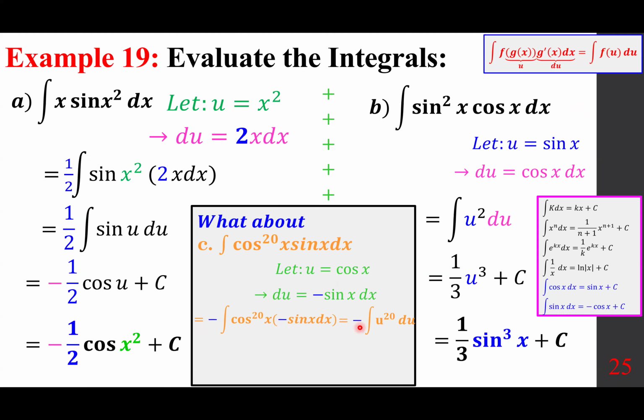So the answer is minus 1 over 21 u to the power of 21 and a constant, and replace the u, and you're done. So very straightforward, everybody.